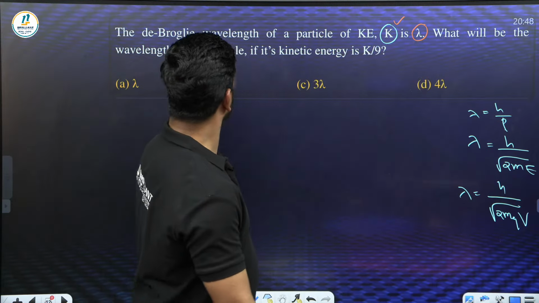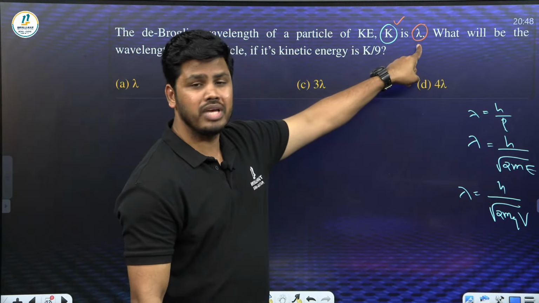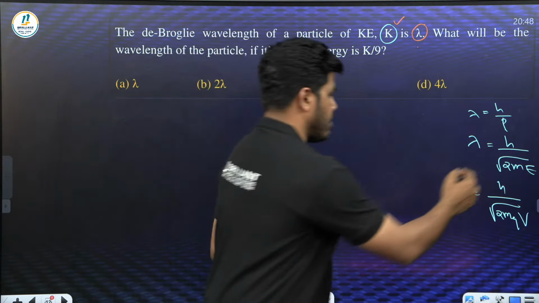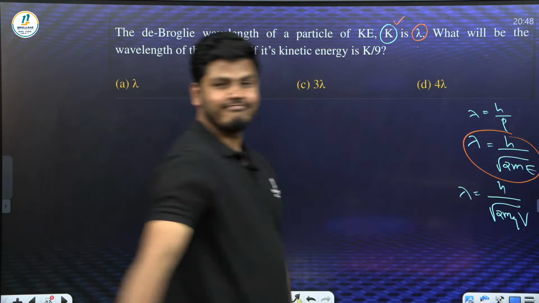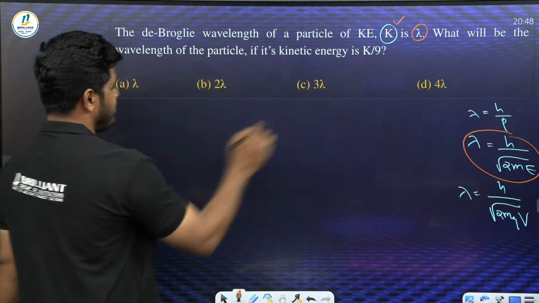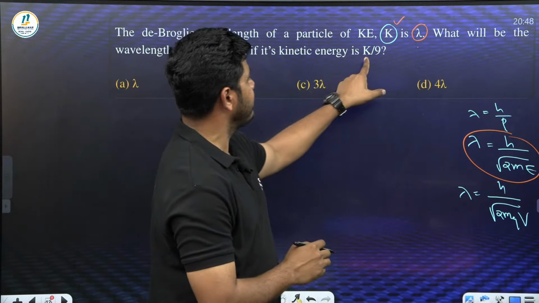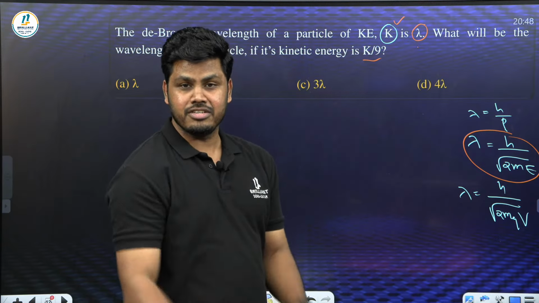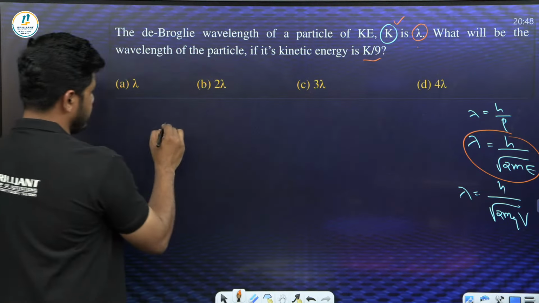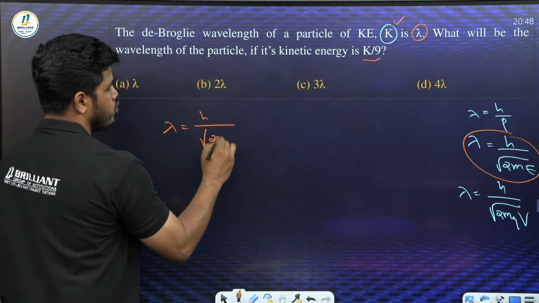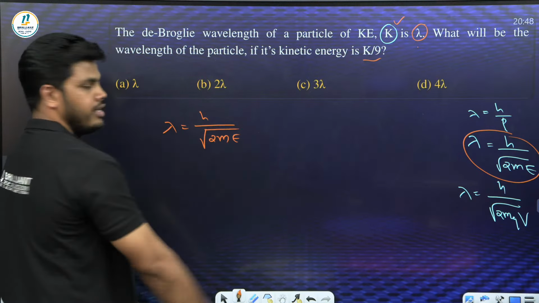For that particular particle, what is the de Broglie wavelength, lambda? They are talking about kinetic energy, so I have to opt for the second equation, right? Yes. What will be the wavelength of the particle if the kinetic energy is K by 9? Only kinetic energy is going to be affected. If I take that equation, lambda is equal to h by root of 2mE.